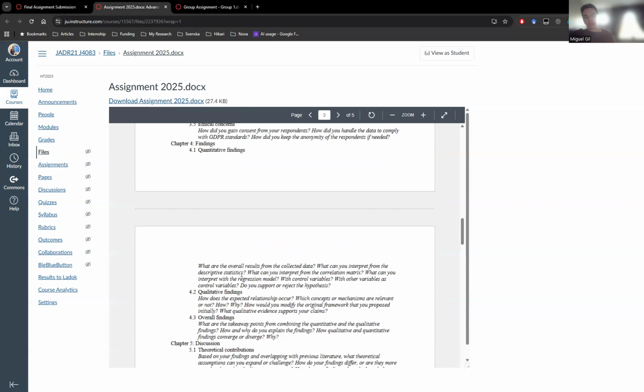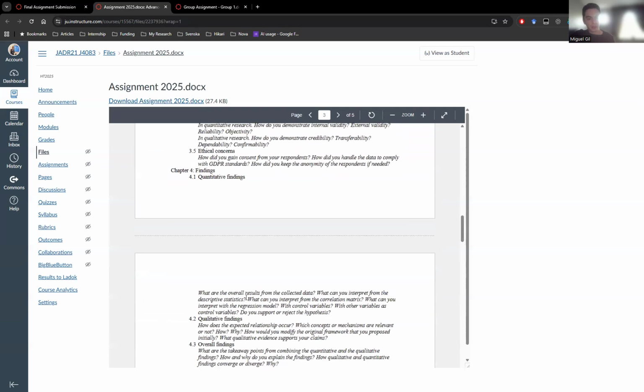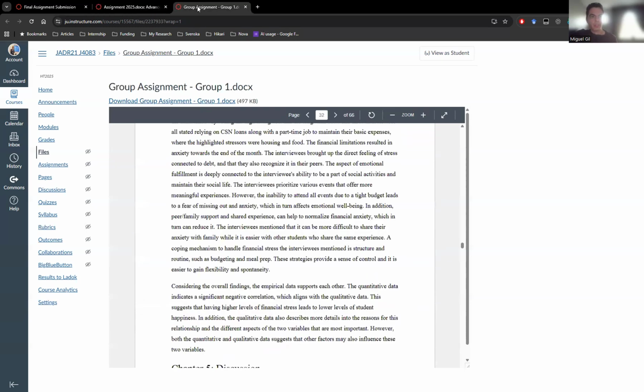And remember that the findings section is very empirical. It's only about data. You don't need to discuss previous studies. That will come later in the discussion. So focus only on the different empirical findings, the data, and that's all you need. So I think that's everything for chapter 4.